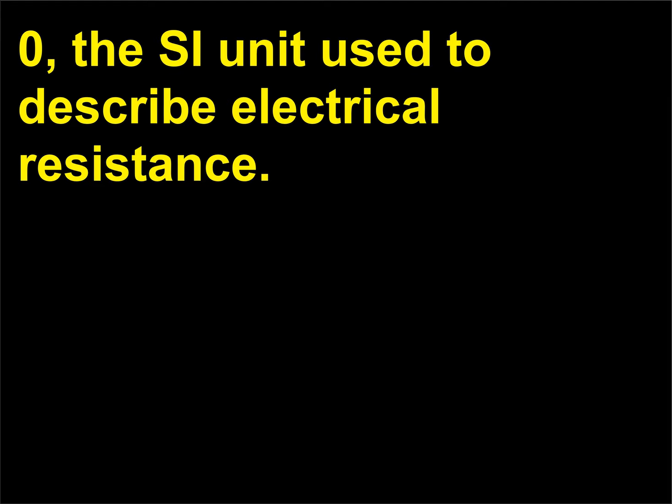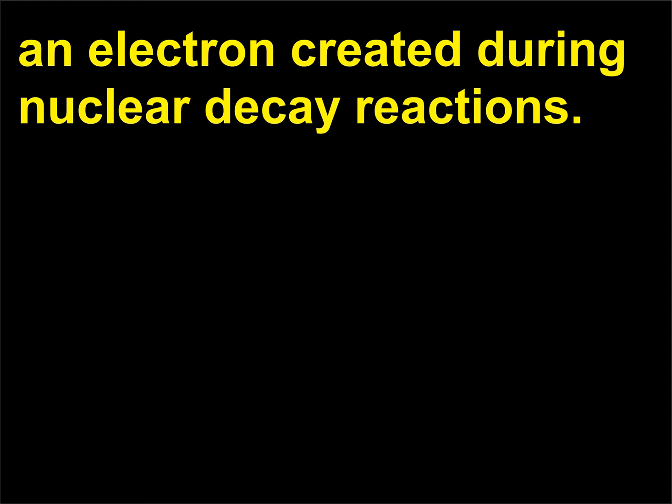What is an ohm? The SI unit used to describe electrical resistance. What is a beta particle? An electron created during nuclear decay reactions.